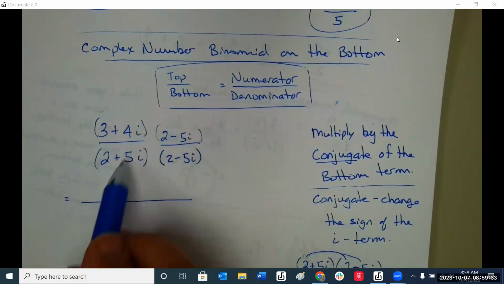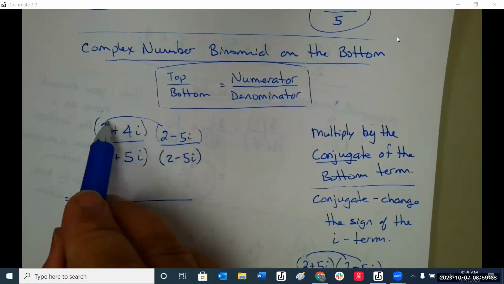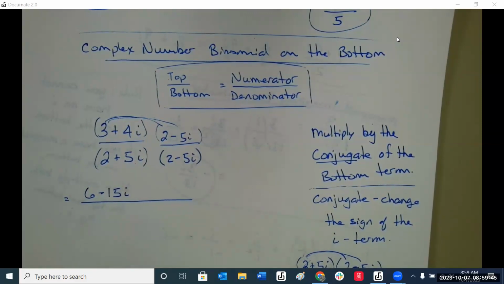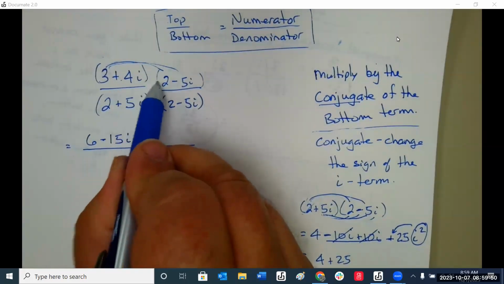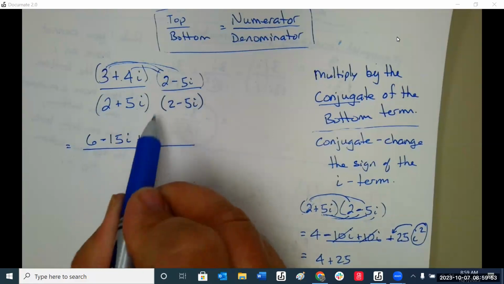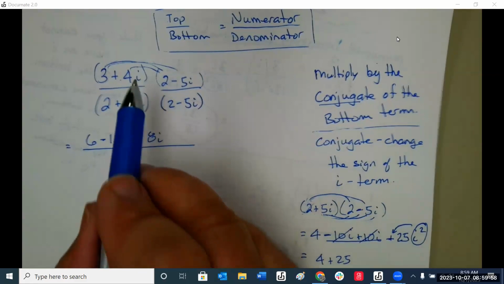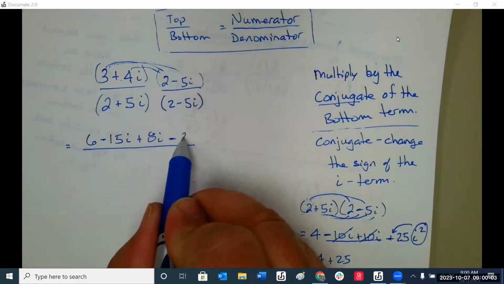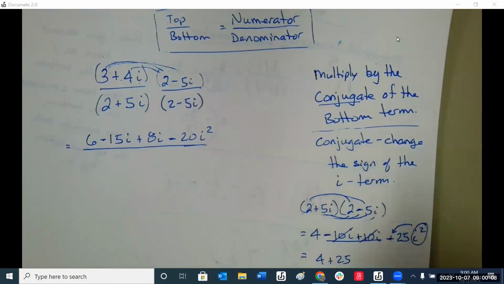So multiply top by bottom by bottom. So 3 times 2 is 6. Positive times negative is negative. 3 times 5 is 15i. Positive times positive is positive. 4 times 2 is 8i. Positive times negative is negative. 4 times 5 is 20. i times i is i squared.